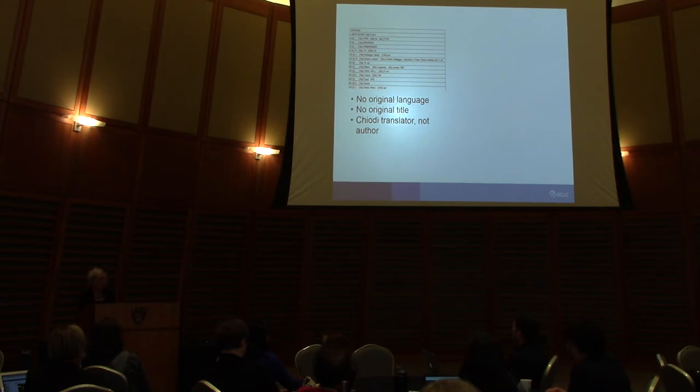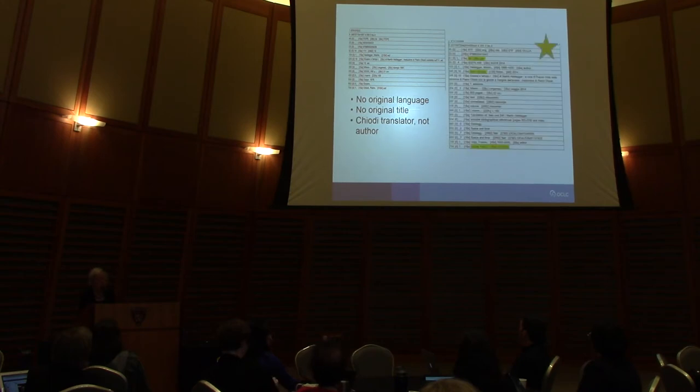Now, I mentioned earlier that we did bring in data from WorldCat, and not all MARC records are equally good. So here's one example of, let's say, a not so great MARC record for a translation. No original language indicated, no original title. And Xiaoli is listed as the translator into Italian, but they weren't really an author, they were the translator. Here's a MARC record for a later translation, still Italian, and here it clearly indicates the original language as well as that it's translated into Italian. The original title is given, and it correctly identifies Xiaoli as a translator.